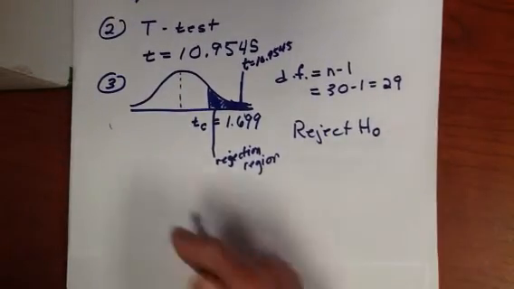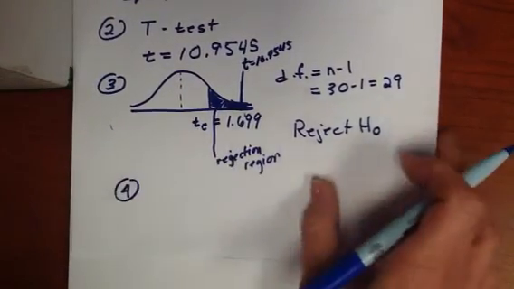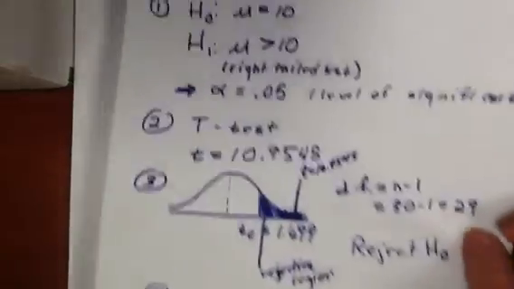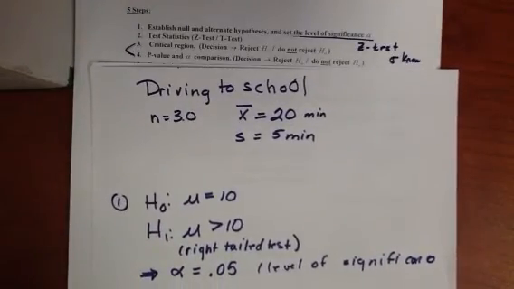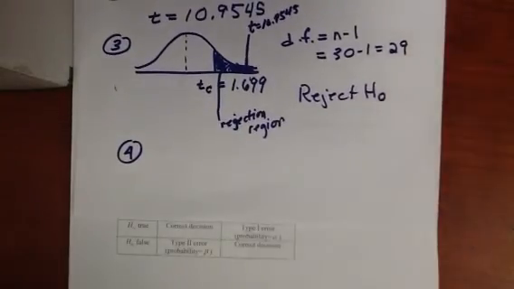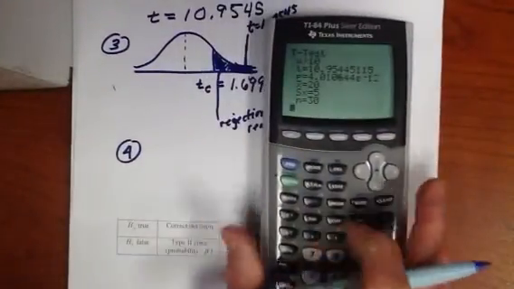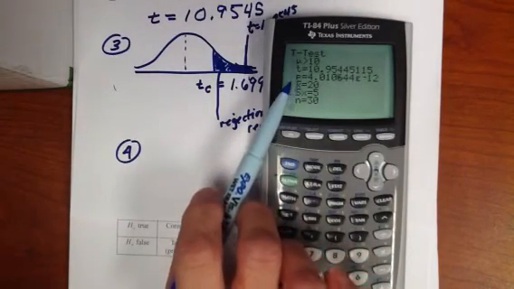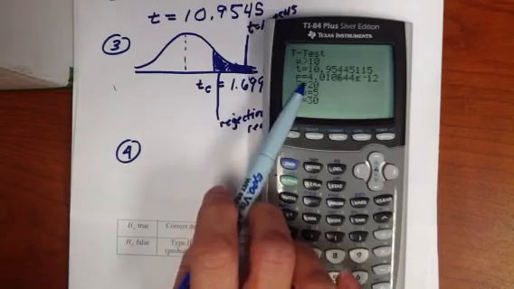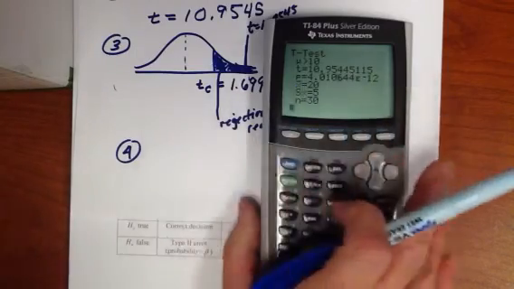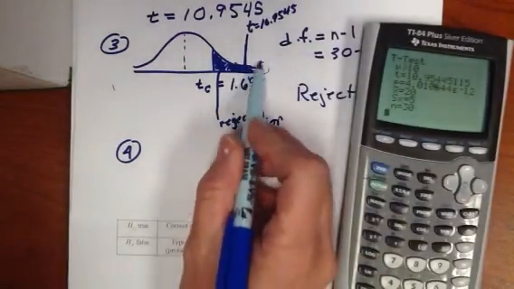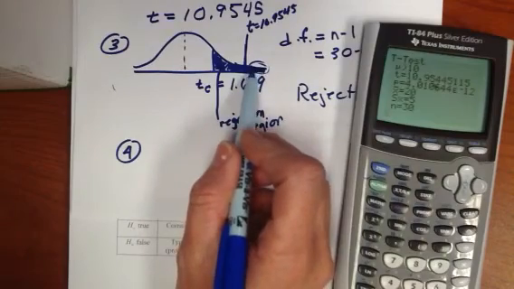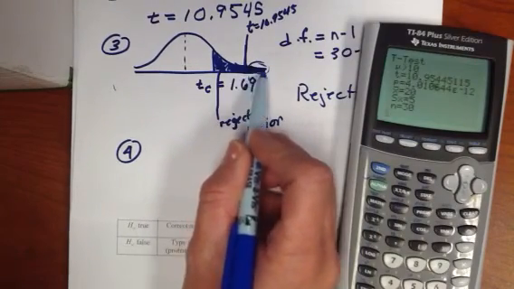Now step 4 should give us the same decision. We look at the p-value and compare it to alpha. Where your p-value comes from is your calculator gives that to you. So our t-test statistic goes right here. The p-value is right underneath it. The p-value is a probability. So wherever this falls, the p-value is the area in the tail from the test statistic.